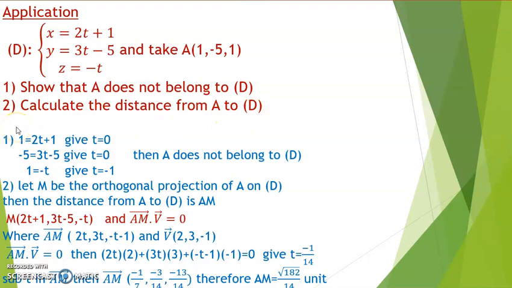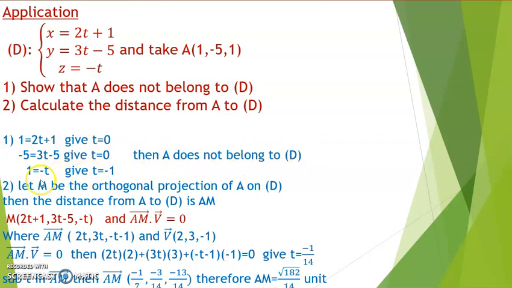First question, we need to show that A does not belong to D. Substitute the coordinates of A in the line D: 1 for x, minus 5 for y, and 1 for z. We get t equals 0, and t equals minus 1, which is impossible. Then A does not belong to D.